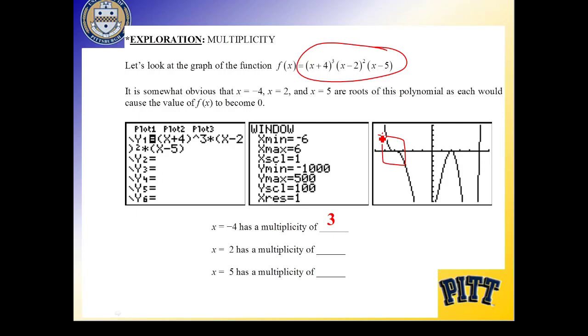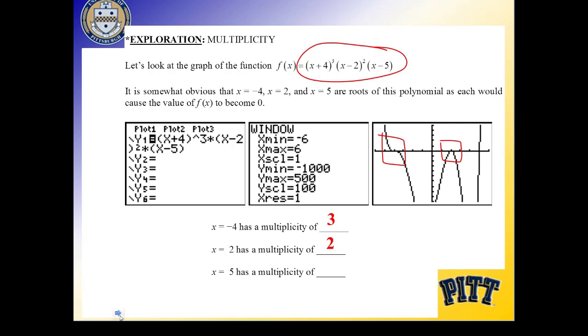At 2, I notice that the graph is actually tangent to the x-axis there. If I see tangency, whether it's on the top or bottom doesn't matter, where the graph touches that x-intercept, that root, but doesn't pass through the x-axis and continue on, that indicates I have an even multiplicity. For our purposes here it's 2. It could be any other even multiplicity like 4 or 6, but we're not going to go quite that high and sophisticated with it.